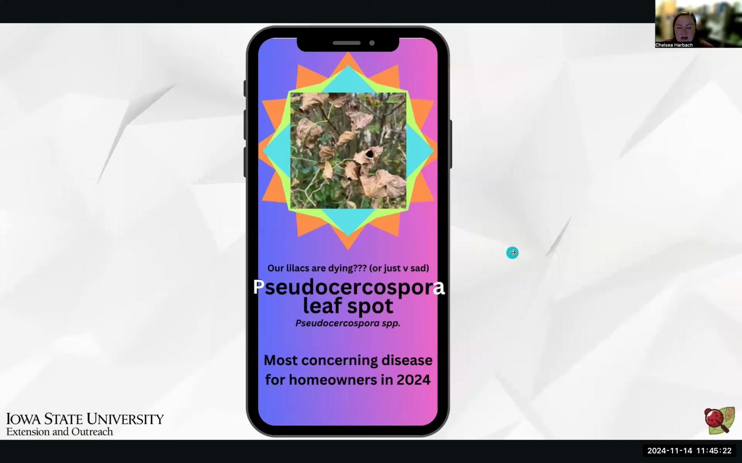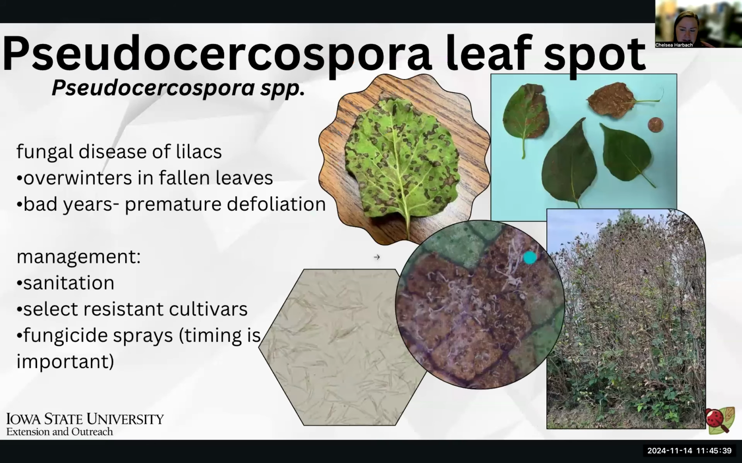Next, this was the big, big, big thing this fall. It seemed like all of our lilacs were dying, but they weren't really dying. They were just really sad, because of Pseudocercospora leaf spot. So this is a disease that affects lilacs. Boy, did our lilacs look sad this year.